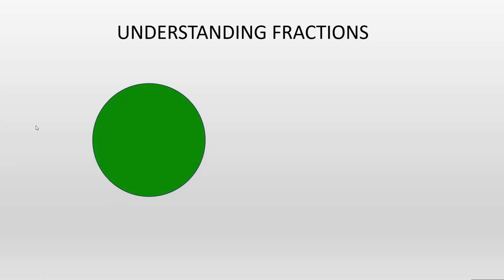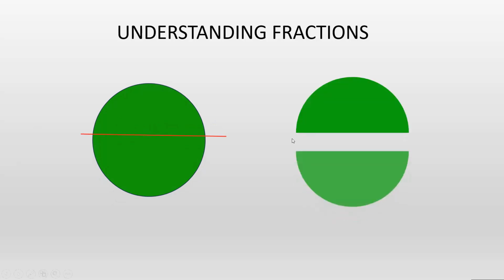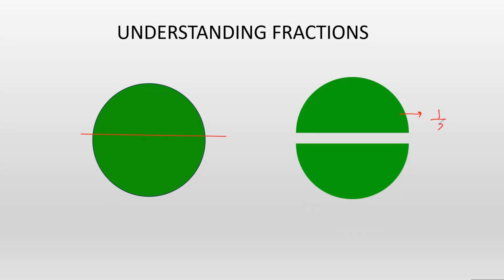Now let's cut this circle from the middle. So let's cut it from here. Now what happens? We get two equal parts of a circle like this. How do we represent them? We write them as the first half part and this is the second half part. Together, when they combine, we get one whole part.